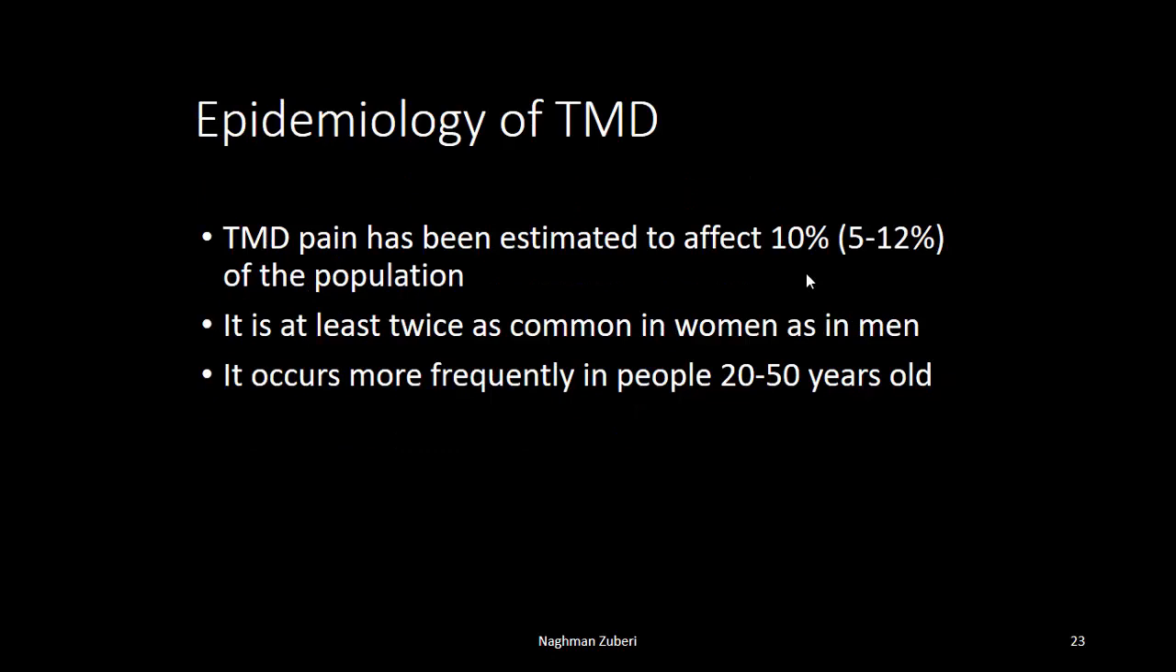TMD pain has been estimated to affect 10% on average, but in different populations from 5% to 12%. Some of the authors say that it is twice as common in women as compared to men, whereas other authors say that it is 3 times more prevalent in women. Some authors claim that it occurs between ages 15 to 50 years, and other authors say 20 to 50 years.